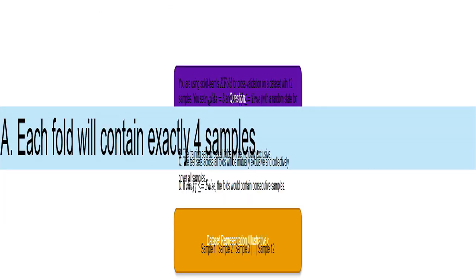Ideally, with 12 samples and 3 folds, each fold would have 4 samples. 12 divided by 3 equals 4. However, because we're using stratified KFold, which tries to maintain the same proportion of different data categories in each fold, it might not be exactly 4 in each. It will be close to 4, but not necessarily exactly 4 samples.